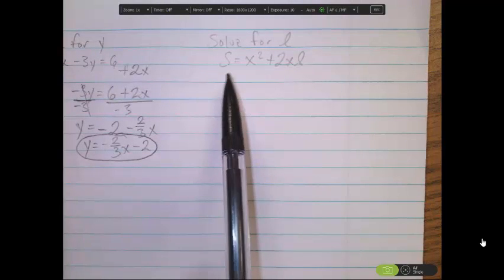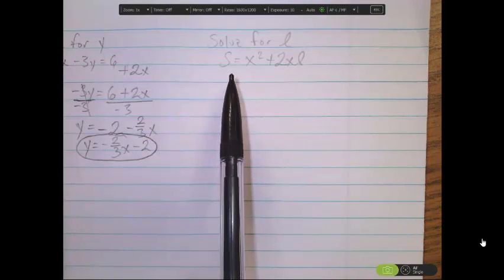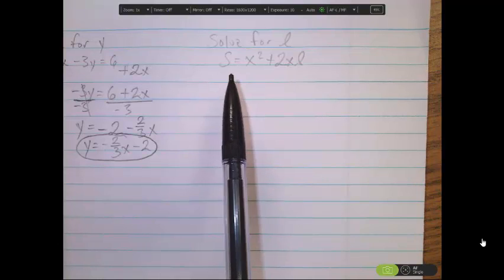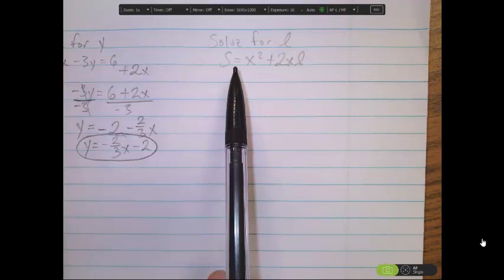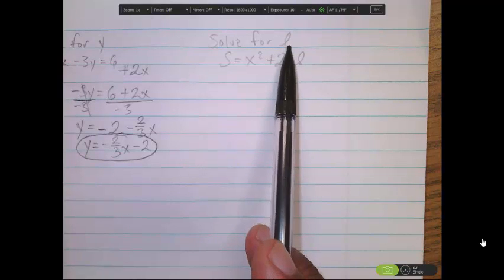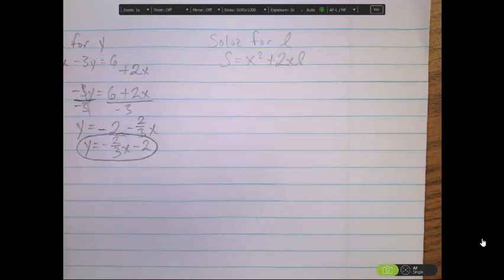This is actually the formula for surface area of a pyramid. You should remember that probably from last year or the year before. So let's go ahead and do it. We're solving for slant height. We're solving for that L. So let's go ahead and do it.